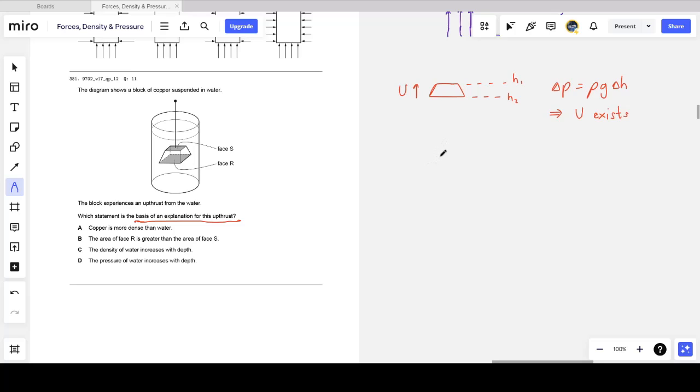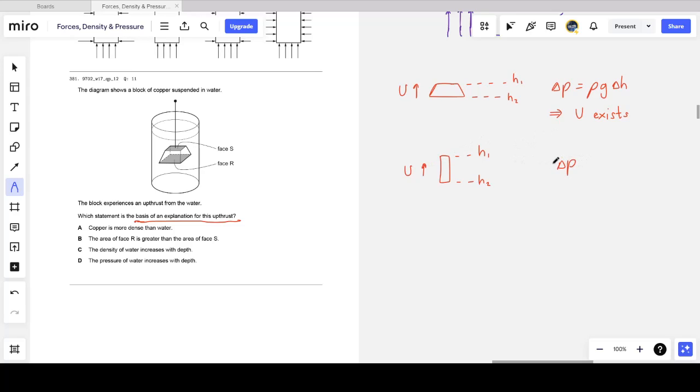If I were to change the shape of this object and make it into a cylinder, and I look from side on, the top and bottom surface of the cylinder would be the same in size, but they would still be at different heights, at different depths below the top surface of the water, and so there'll still be an upthrust.